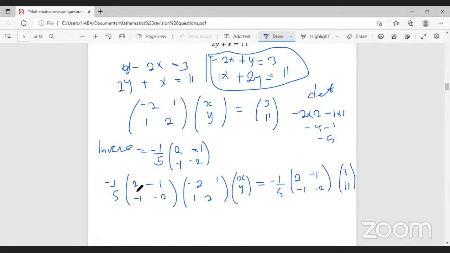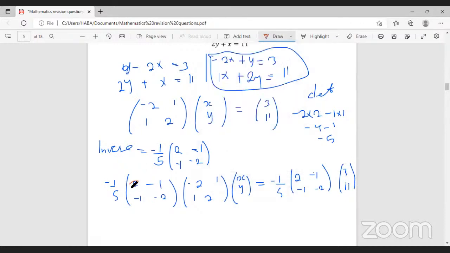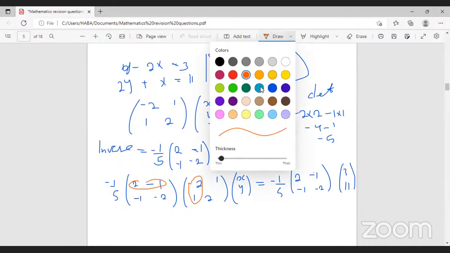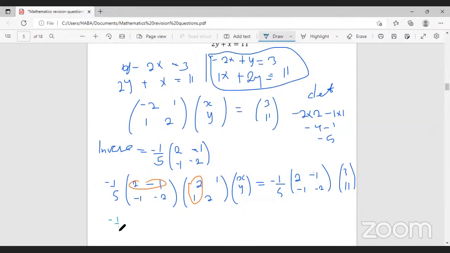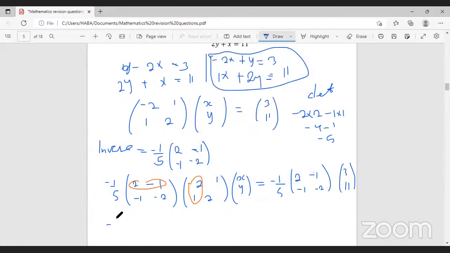So now we begin multiplying row by column. So we're going to multiply this by this one first. So we have our negative 1 out of 5 into, just a moment. So I have negative 1 out of 5 into 2 times negative 2.